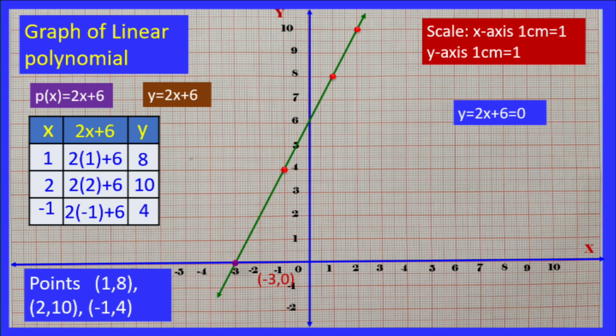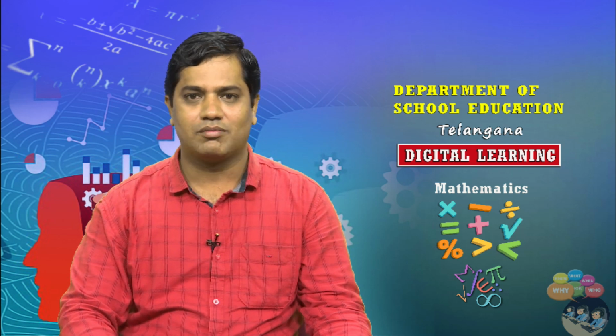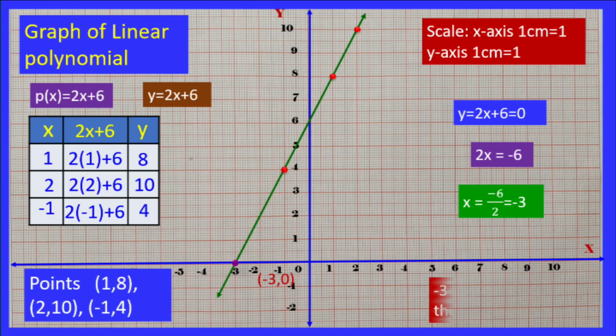Hence here algebraically also you try to find the 0 of this linear polynomial. From this graph we obtained minus 3 as the 0. Let us check. 2x plus 6 is equal to 0. Try to transpose it. Send the 6 towards the right side. By transposing, it will be 2x is equal to minus 6. And now x is equal to minus 6 by 2 is equal to minus 3. Okay children, see the 0 of the polynomial algebraically. Now minus 3 is the 0 of the polynomial.